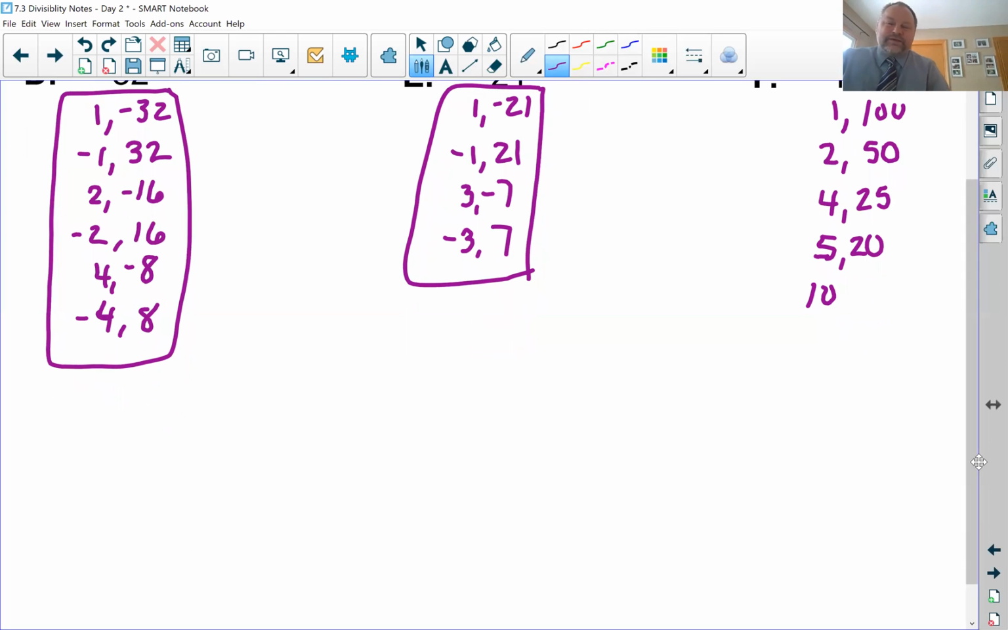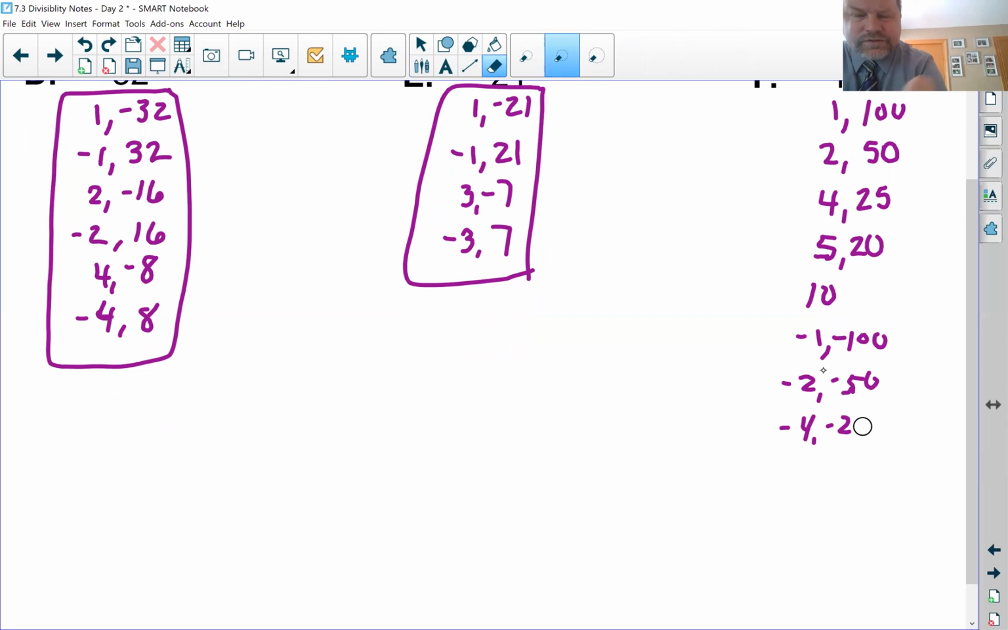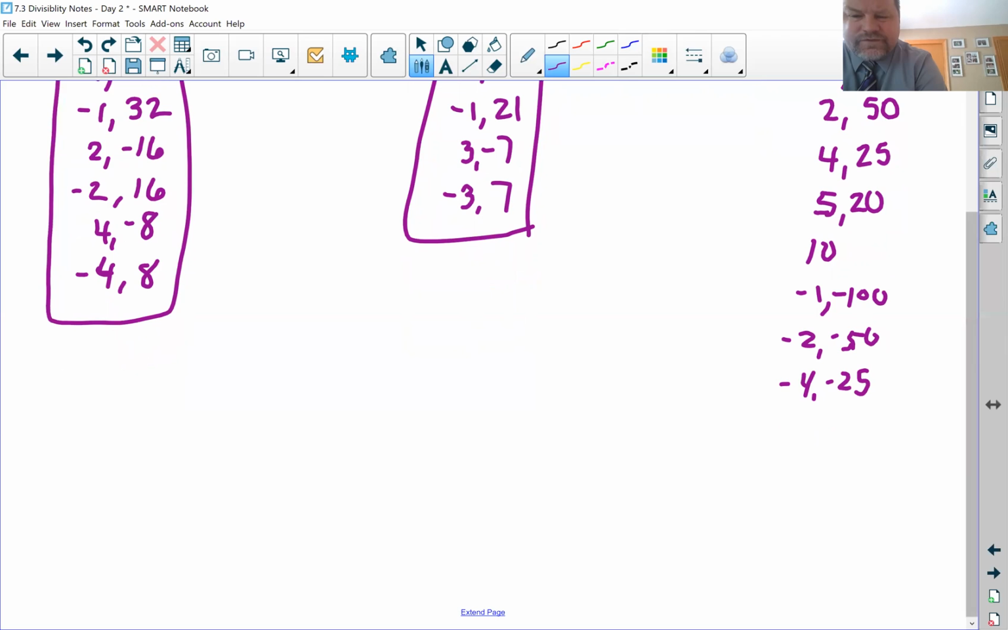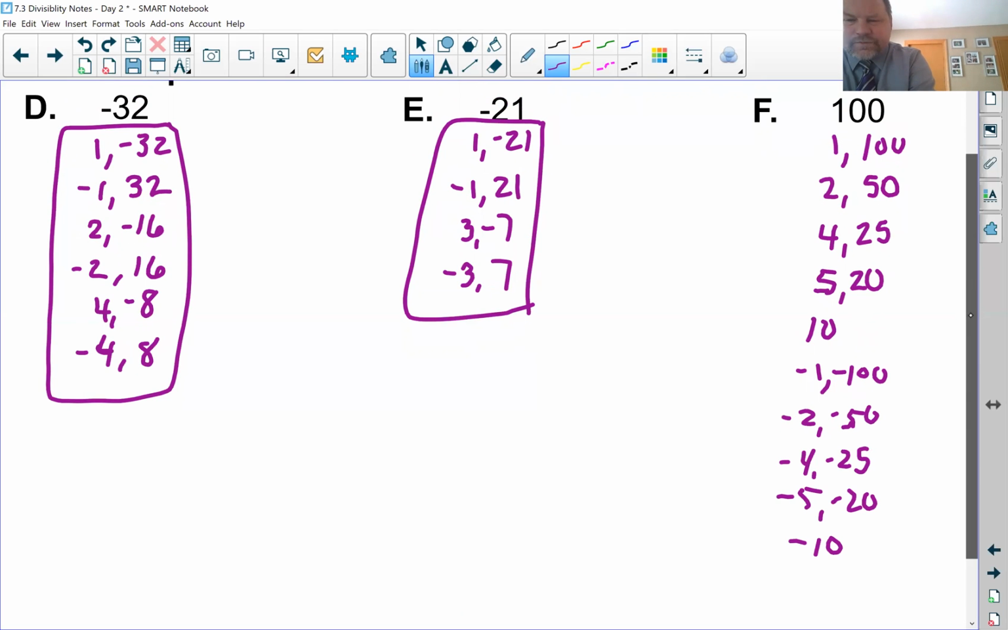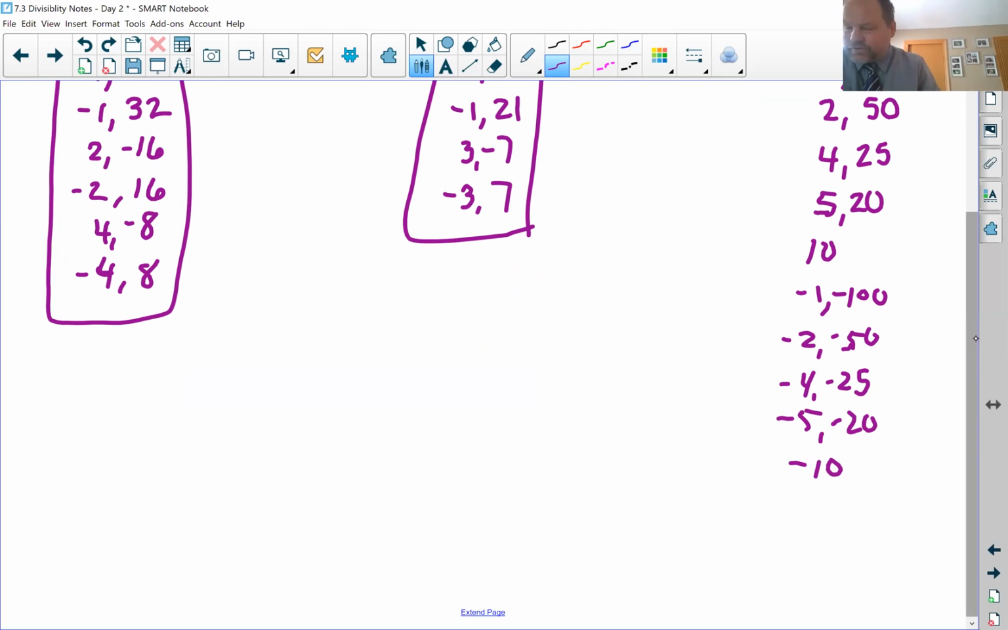But then I could also have all of those being negative. So -1 and -100, -2 and -50, -4 and -25. Whoops. -5 and -20 and -10. And there's a reason that we want to include both positive and negative, and we'll take a look at that here in the next couple slides.